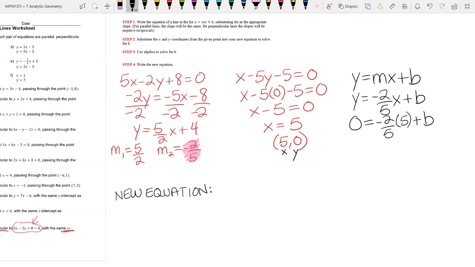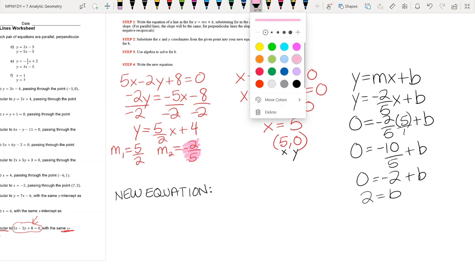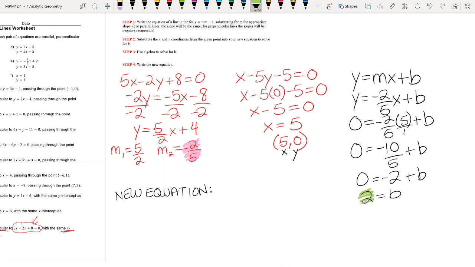And when we do this calculation, we get 0 equals negative 10 over 5. We did 5 times negative 2, we got negative 10. And 5 times 1, we get 5 plus b. And what's negative 10 divided by 5? It's simply negative 2. So we have 0 equals negative 2 plus b. We want to get rid of the negative 2 so we can isolate b. We add 2 to both sides, and we get 2 is equal to b. That is our y-intercept. And we have reached the end of this question because we have the new equation.